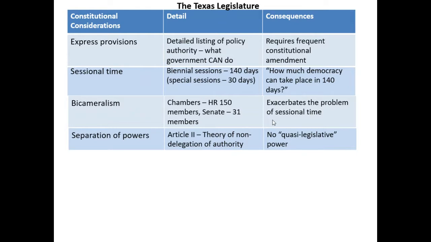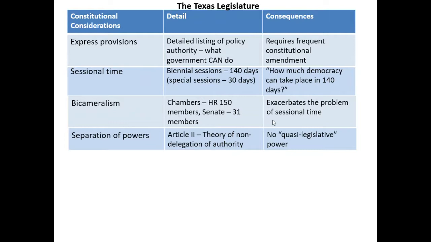glaringly conspicuous in the United States. Okay? So Texas is part of that. That's why I said that here's another constitutional principle that we find in the Texas Constitution, just like we find in all other American constitutions.